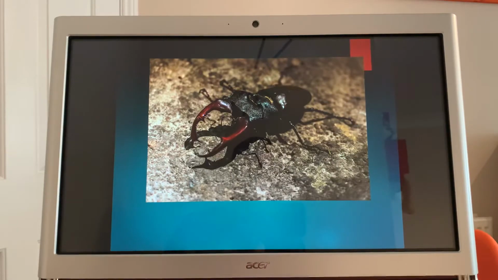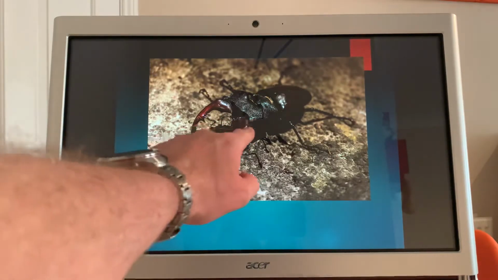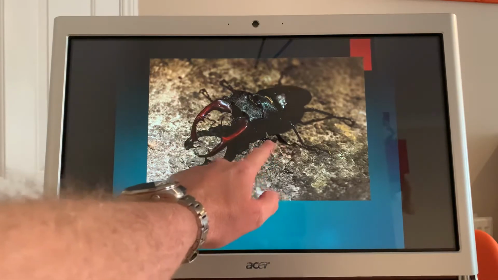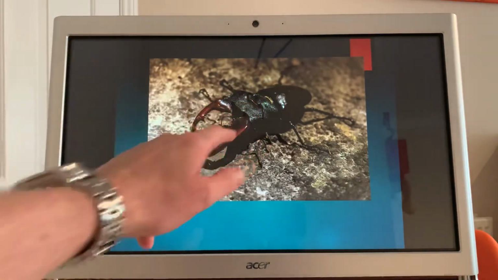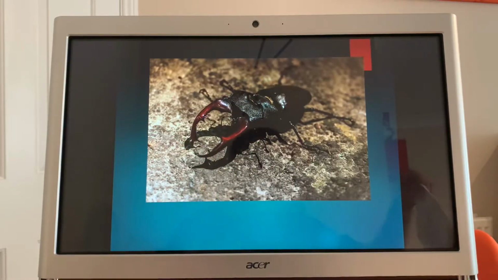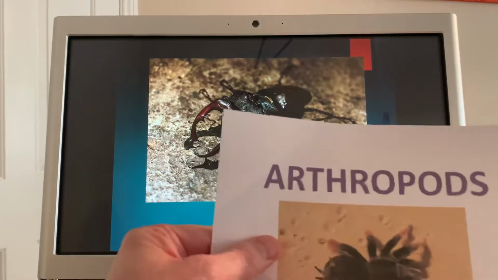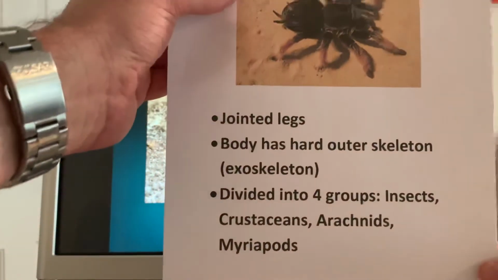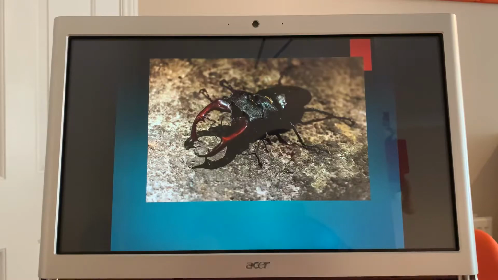So, what can we see here? Well, I can see, what do you reckon? Jointed legs. The body has a hard outer skeleton. So I think this is an arthropod, or more specifically, an insect. Let's have a look. Yay!